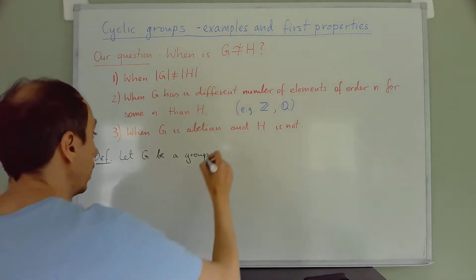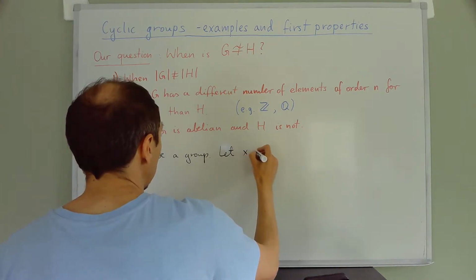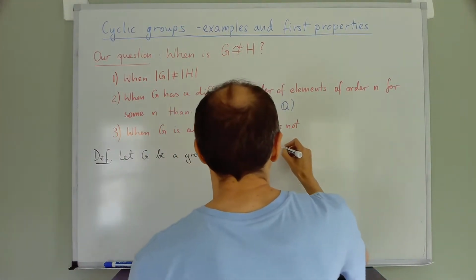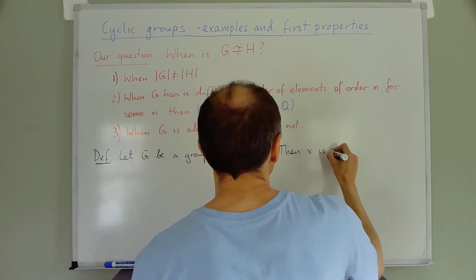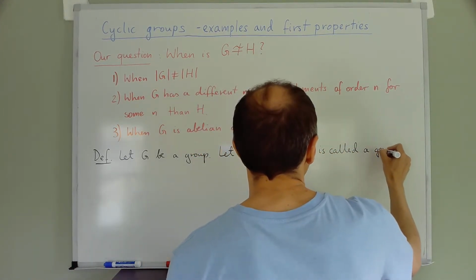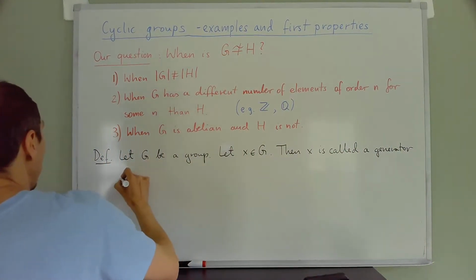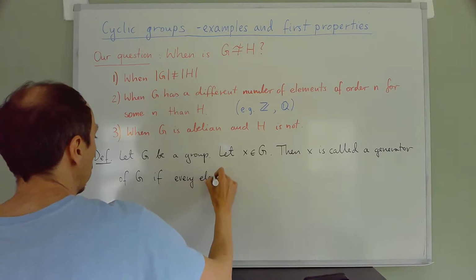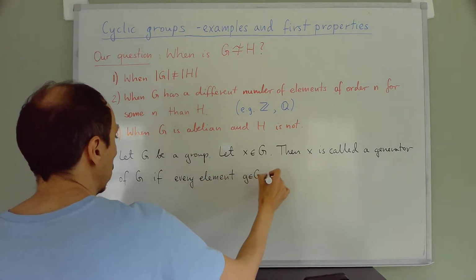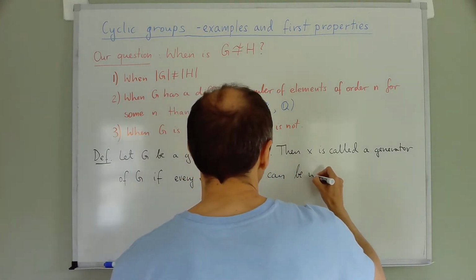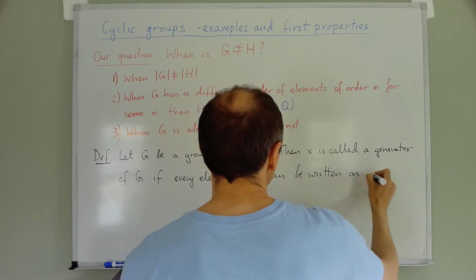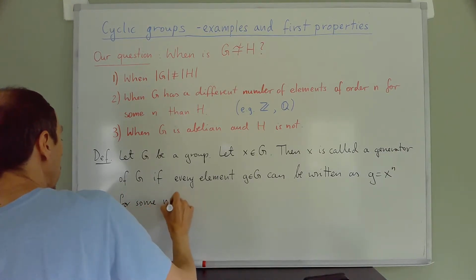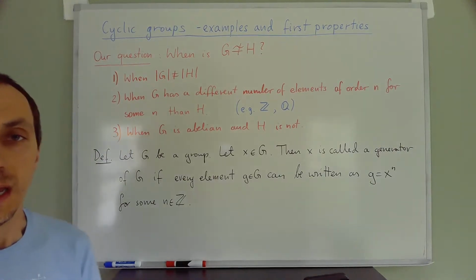Let G be a group, and let x be an element of G. Then x is called a generator of G if every element of G can be written as x to the n for some integer n. Again, I remind you what that means.